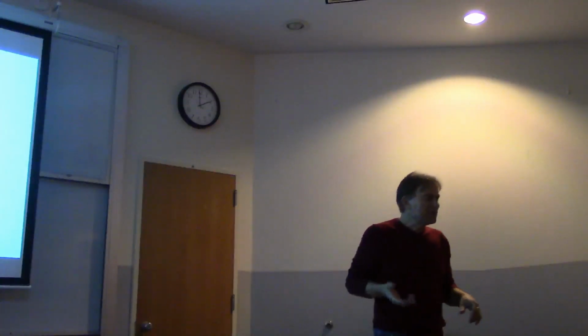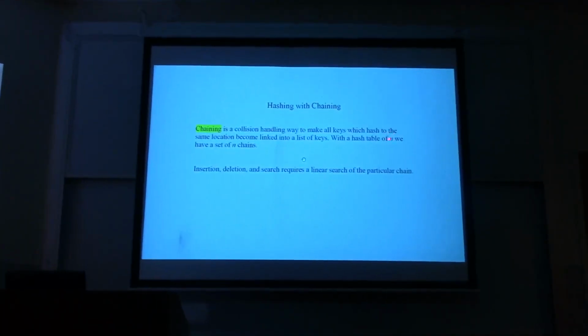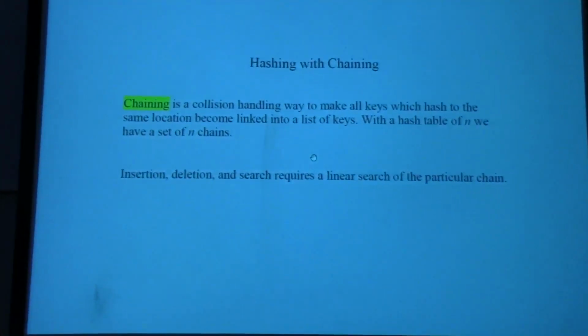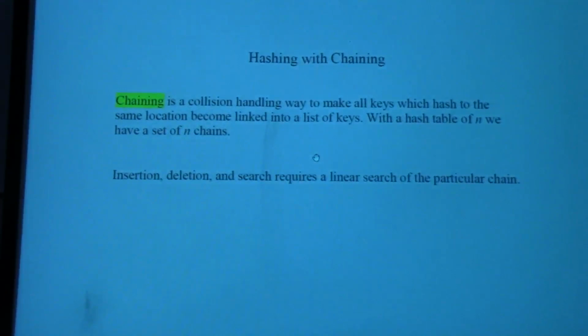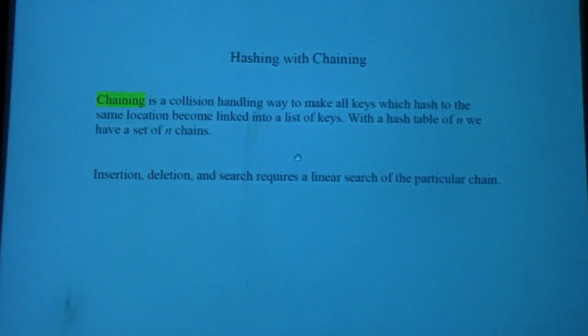So chaining is a way to expect collisions and handle them like that. With a hash table of n chains, we have a set possibly of n chains. We can do that easily, and it's not a big problem. Now, it would be a big problem with standard hashing, because if we have 365 and 365, you know there's going to be a lot of colliding. You could have 10 people having the same birthday.